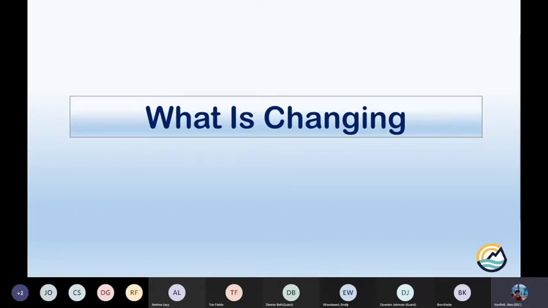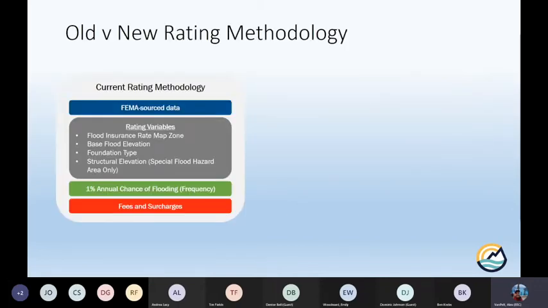But I want to show you what the old rating methodology looks like versus what the new Risk Rating 2.0 looks like. So this is the information that FEMA and insurance agents pretty much used to determine what you should be paying for flood insurance premiums. So they considered things like FEMA sourced data. This would be your community's NFIP participation status. Are you on suspension or probation? Are you a CRS community? Things like that would factor into the rating.